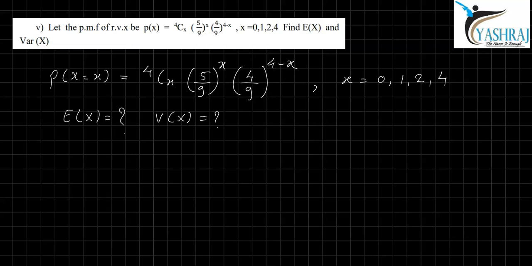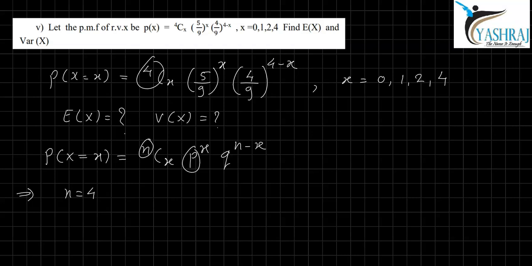Now let's try to compare the given PMF with the standard form of PMF of binomial distribution. Means we have P of X equals, X is of the form nCx into p raised to x into q to the power n minus x. So now we have n value becomes 4, p value becomes 5 by 9, and ultimately the q value becomes 4 by 9.